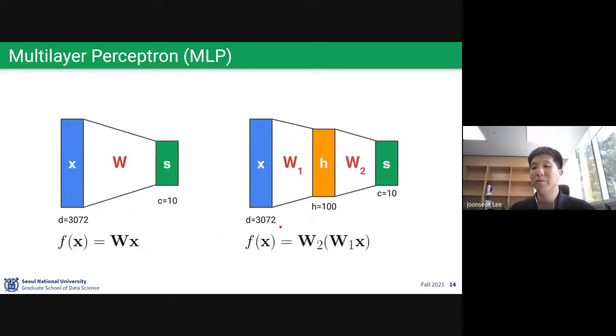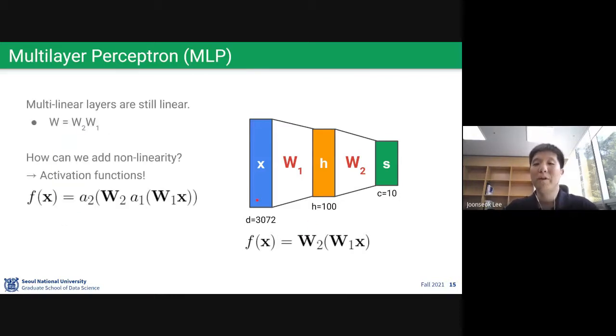But what's the difference? Actually, they are the same thing because this is represented as W times X. And here it's W2 times W1 times X. So if we define W2 times W1 as just W, then they are actually doing the same thing. So why should we do this multi-layer perceptron? What's the benefit of that?